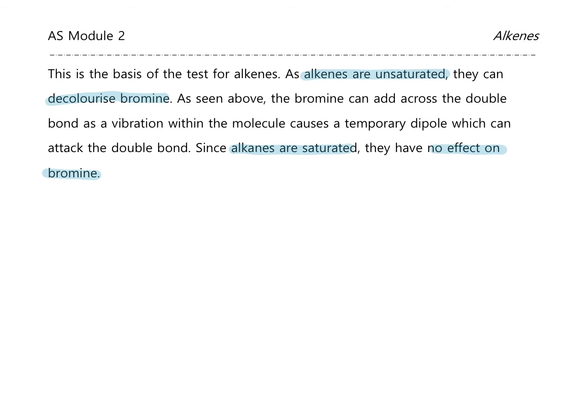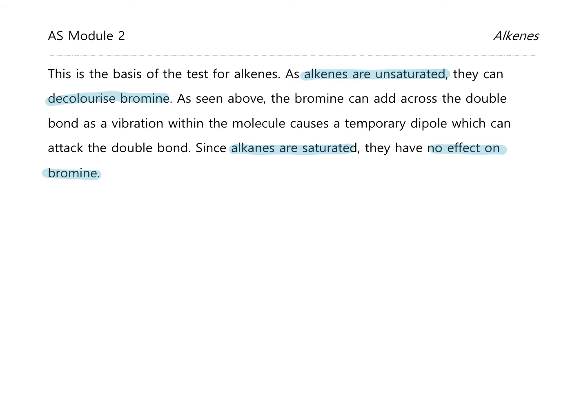So alkenes do react with bromine because they're unsaturated. Alkanes don't react with bromine because they are saturated. The effect of this is that when the bromine adds to alkenes across the double bond, a colourless substance is formed. Therefore, the original colour of bromine will be removed. We say it decolorizes bromine.